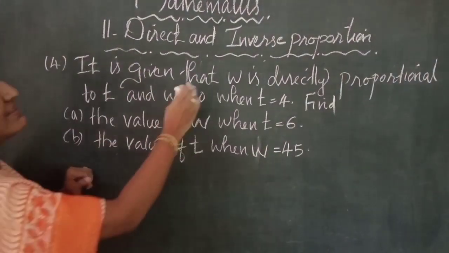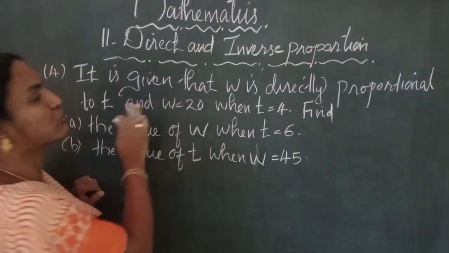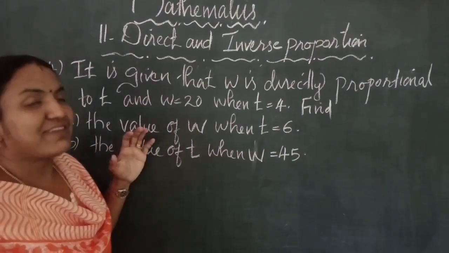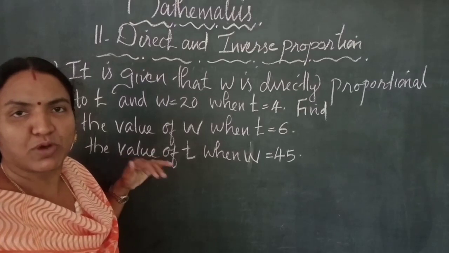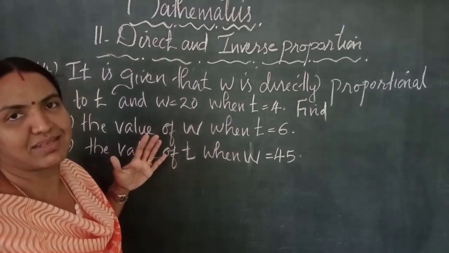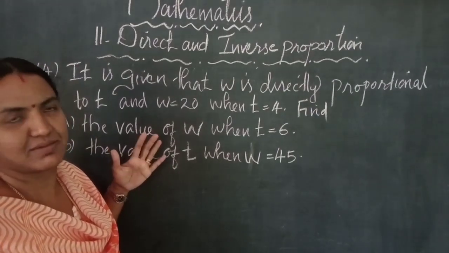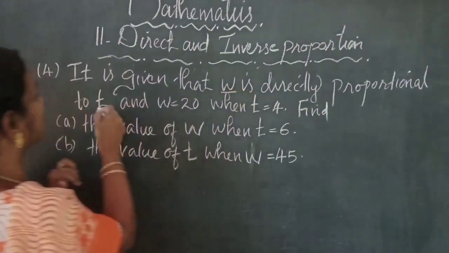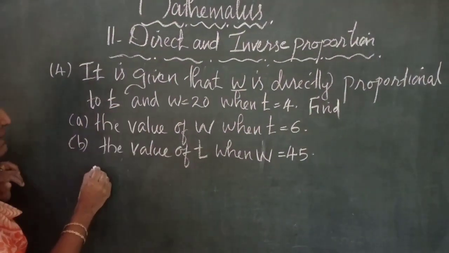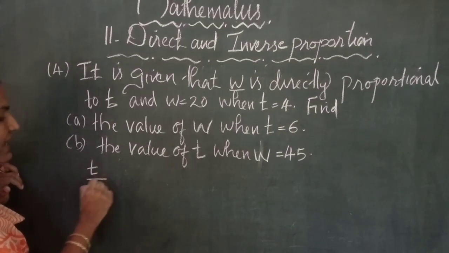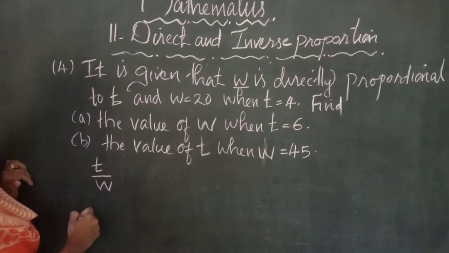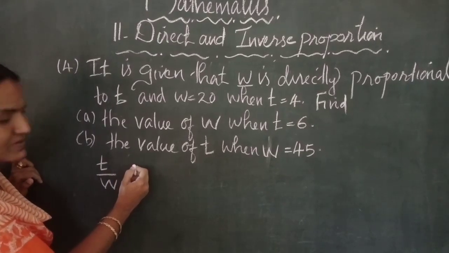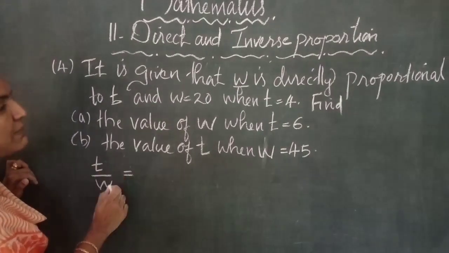Okay, what is given? It is given that W is directly proportional to T. If x is directly proportional to y, it means y divided by x, second term divided by first term, is a constant. So W is directly proportional to T means T by W is a constant.